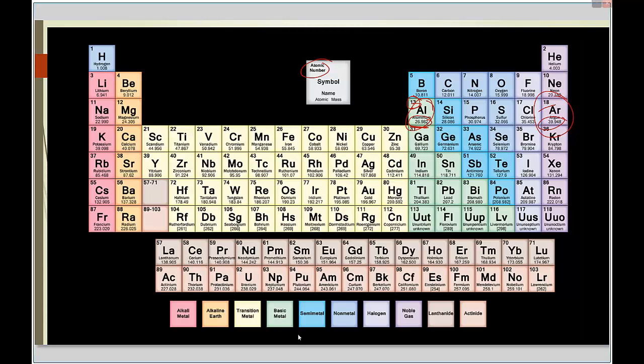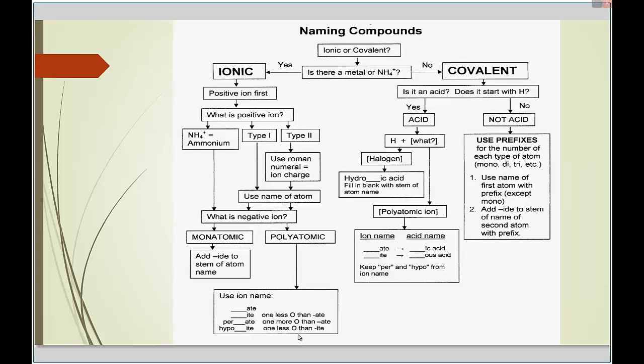Alright, so for naming compounds, here's just a flow chart on how to work your way through these problems. First of all, you have to determine if it's an ionic or a covalent compound. You do that by determining if you have a metal there, or if you have NH4+. If you do not have a metal, you have a covalent compound.